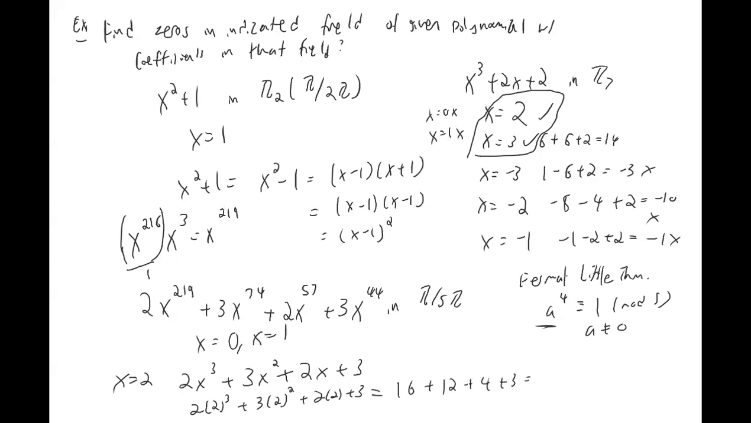16 mod 5 is 1. So that's 1 plus 2 plus 4 plus 3. What is that? 3 plus 3 is 6, 10. So this works, right? x equals 2 is also a root. Is everyone clear on how to do this? Yes? No?